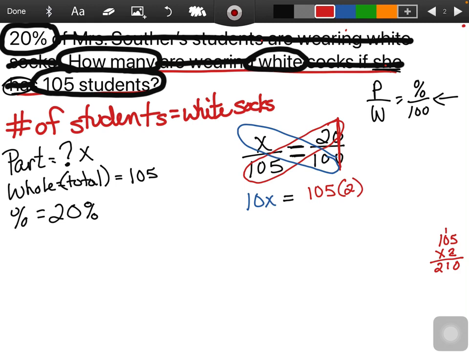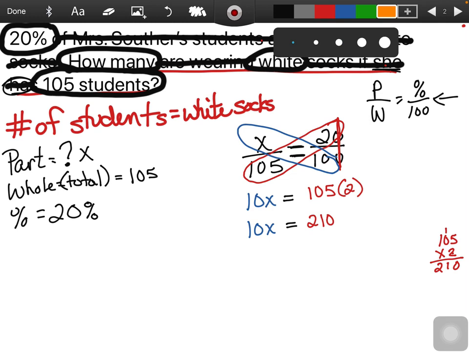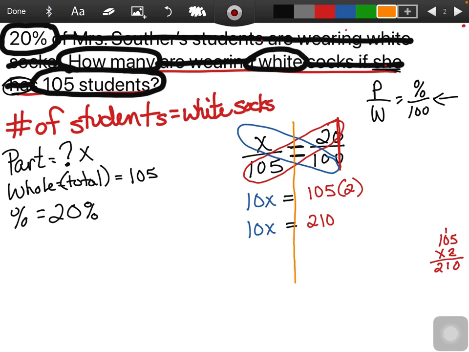So I have, continuing just to write down my numbers, 10x equals 210. And I tell my students if they draw a line straight down, it makes it very easy to be able to tell the left side from the right side.